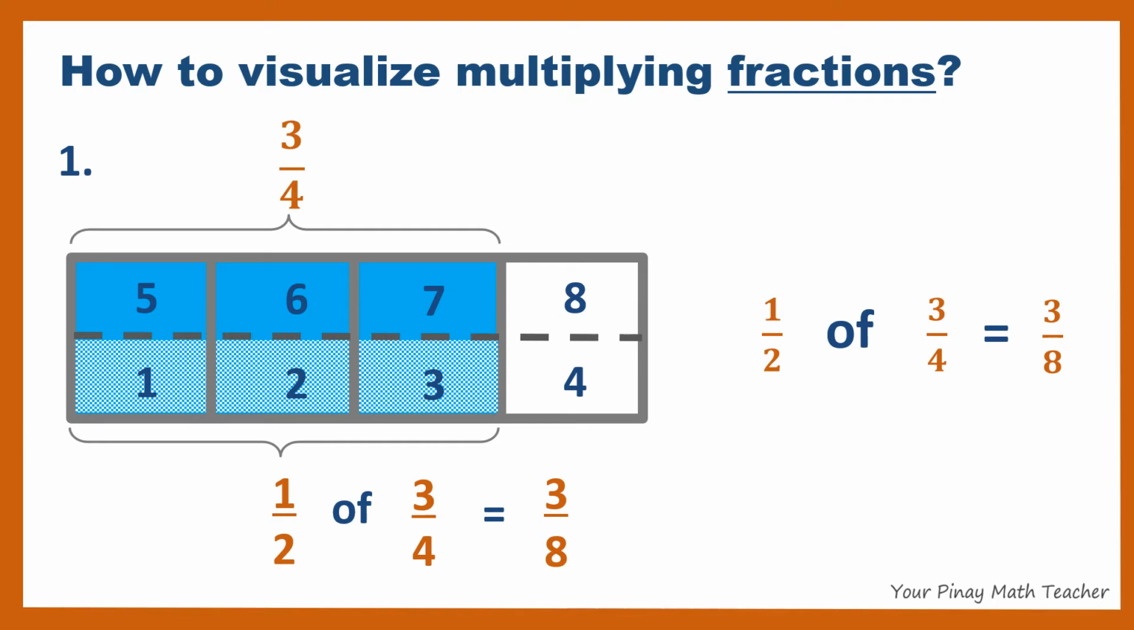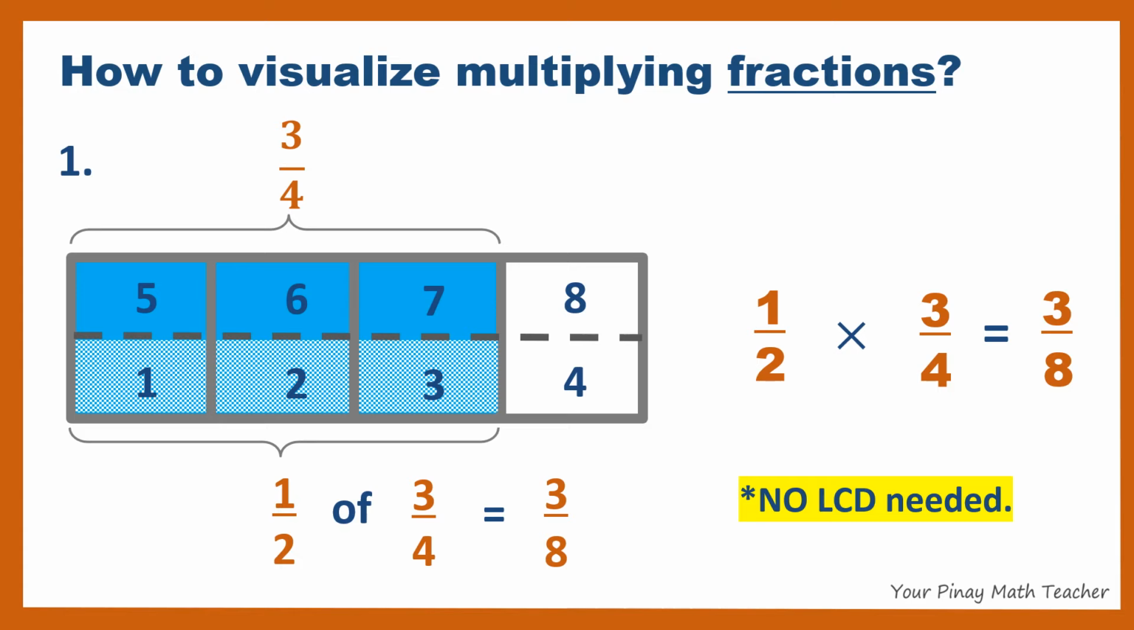Now, without the illustration, how can you get 3/8 from 1/2 of 3/4? Can you figure out the technique? Yes, you're right. You multiply the numerators 1 and 3 to get 3. You also multiply the denominators 2 and 4 to get 8. So 1/2 of 3/4 is just the same as 1/2 times 3/4, which gives us 3/8. In this operation where you multiply fractions, no LCD needed.